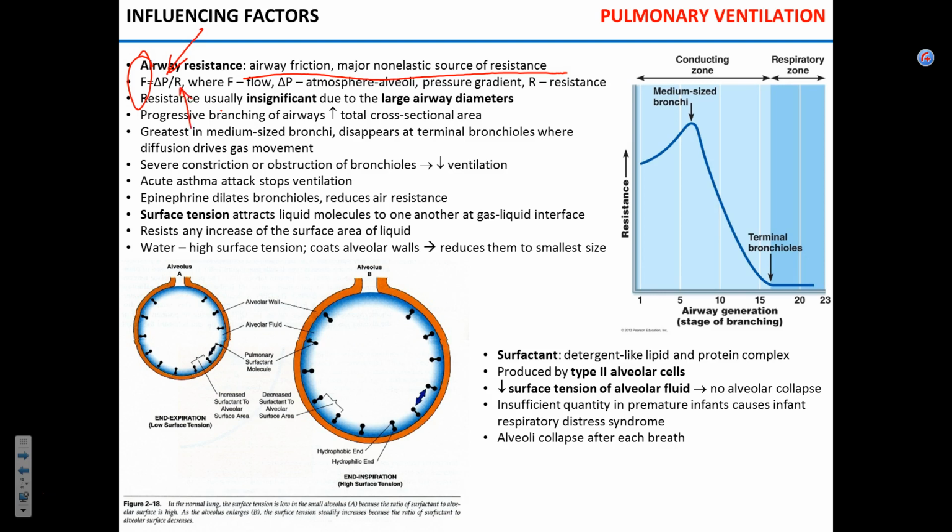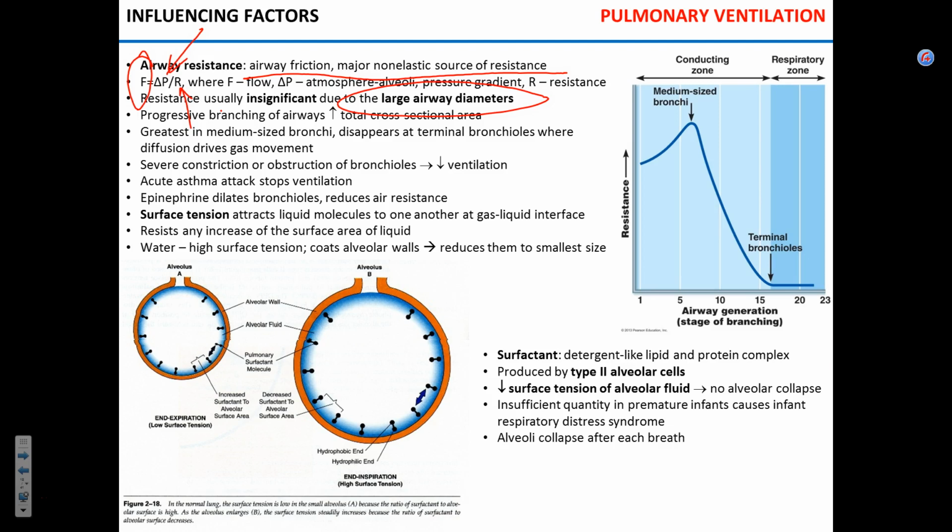Does that make sense? Now, resistance to airflow normally, in the state of physiological norm in health, is insignificant. There are two reasons for it. First, large diameter of airways. Second, that is not here, but it's kind of obvious, air has very low viscosity. If you think about it, it's a gas. Resistance to gas flow is low.